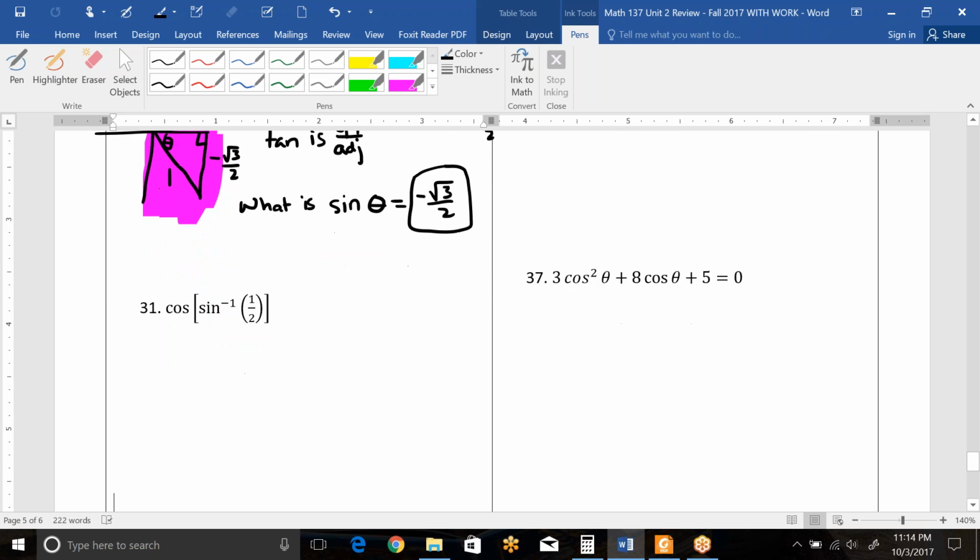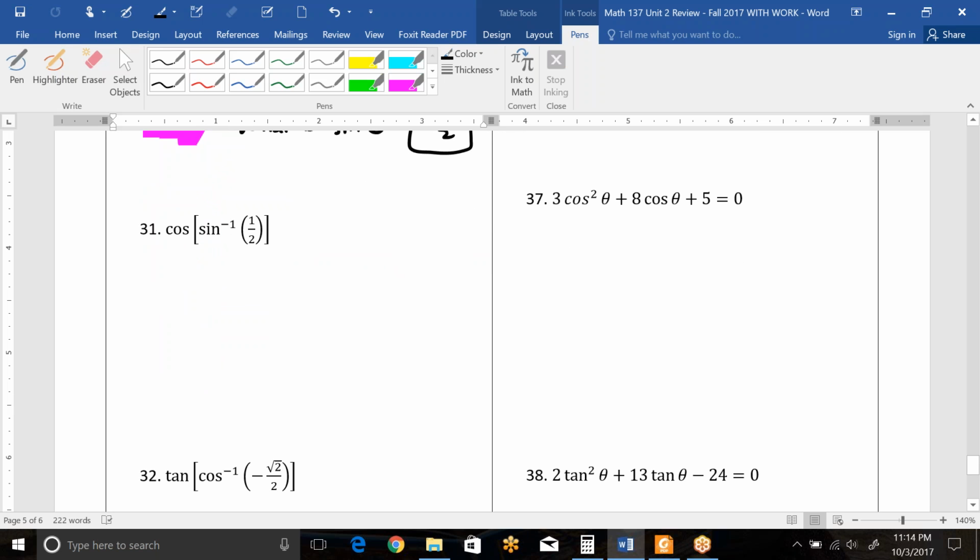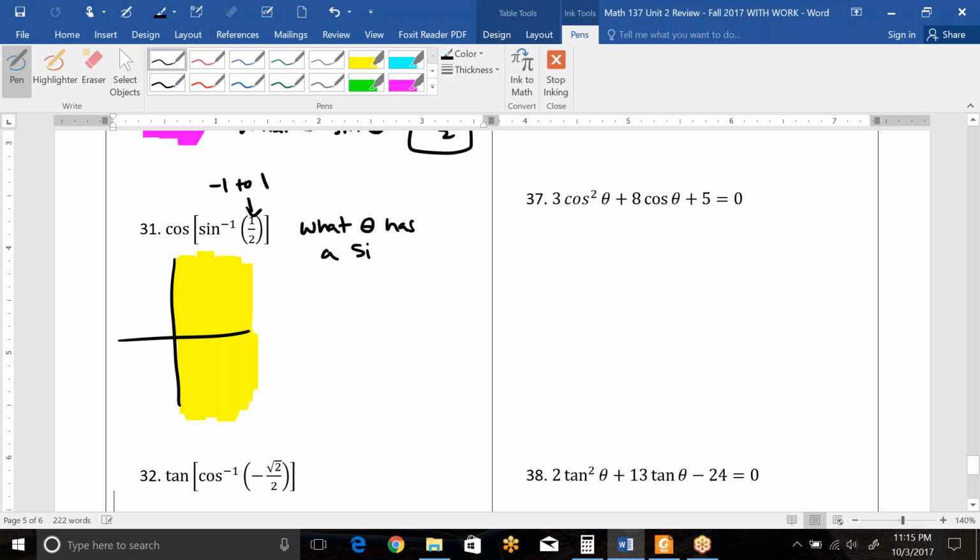Okay, so let's try another one. So this says cosine of sine inverse of 1/2. Again, this is not one where they're the exact same, so we're going to have to do some kind of triangle to figure out where we're at. So again, with sine, as long as that's between negative 1 to 1 when you're dealing with the inverse on the inside part, you're good to go. So we need to think about where sine is defined for inverses, and that's again in negative pi over 2 to pi over 2. And so we're saying what theta has a sine of 1/2 in our restricted domain.